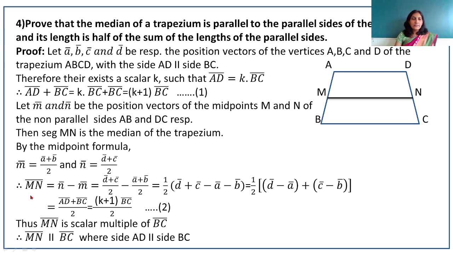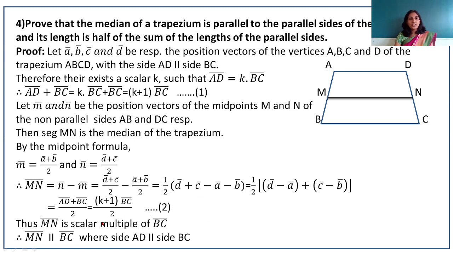So what we will get? MN bar is equal to a scalar into BC bar. One vector is equal to a scalar multiple of the other. That means these two vectors are parallel. That is MN bar is parallel to BC bar and BC is parallel to AD. So MN is parallel to AD and BC. This is our first proof.